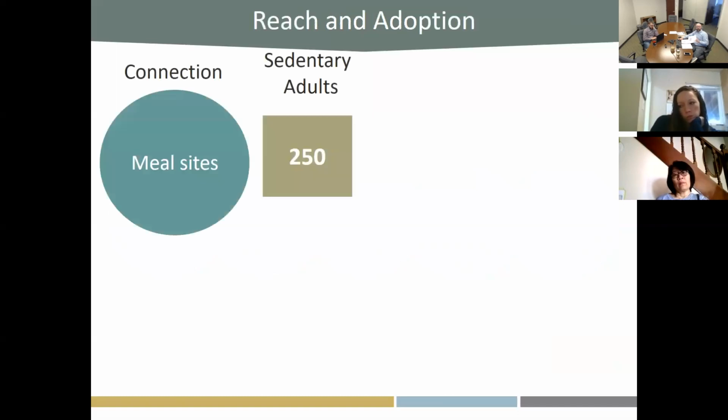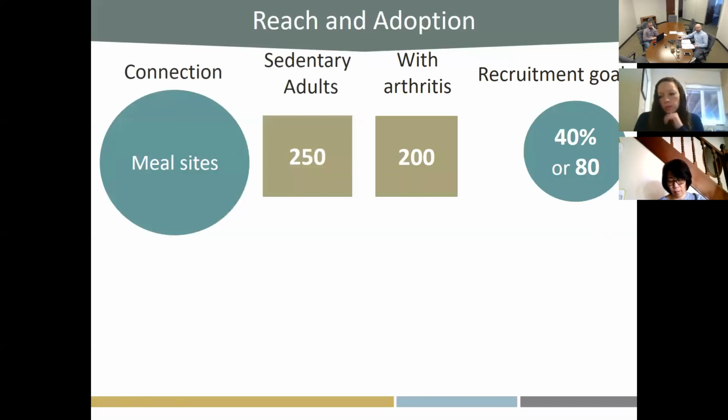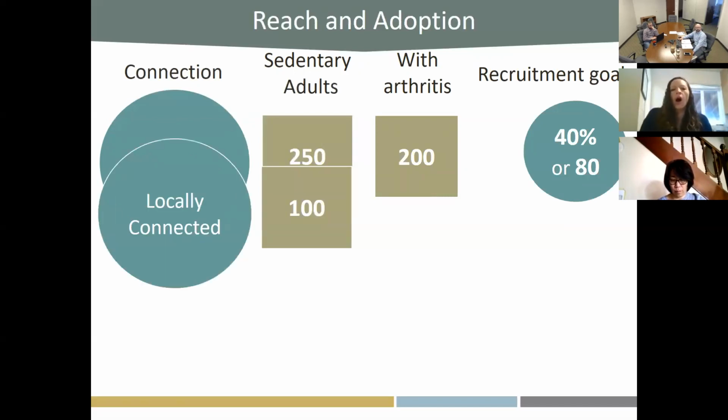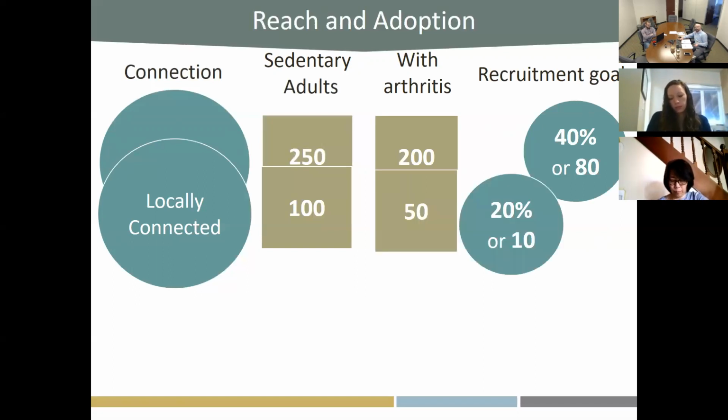So here's what they did. At those 5 meal sites, they estimated that there were 250 sedentary adults. They didn't specify the data source for the estimate, but maybe they used administrative records at meal sites or aging facilities. They determined that 80% of those individuals had arthritis, and so they set a goal of 40%, or 80 individuals, for recruitment. That was at meal sites. They also wanted to reach not just those who attended meal sites, but people at a larger level. So they found out how many other people were connected with each of the sites, and it was estimated that about 20 people per site, for 100 total, were connected with the 5 sites. They said about half of those have arthritis, so they set a goal of 20%, or 10 additional people, who will participate.